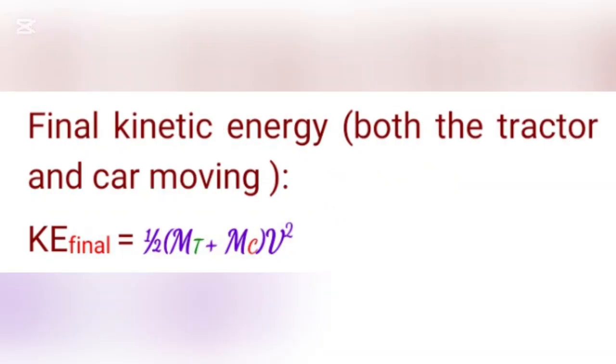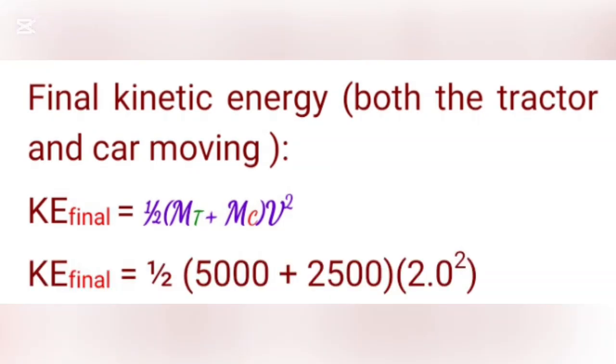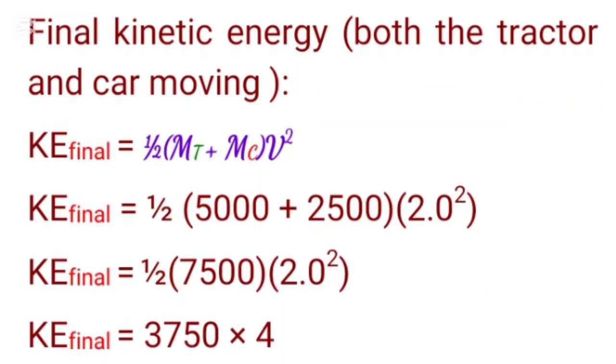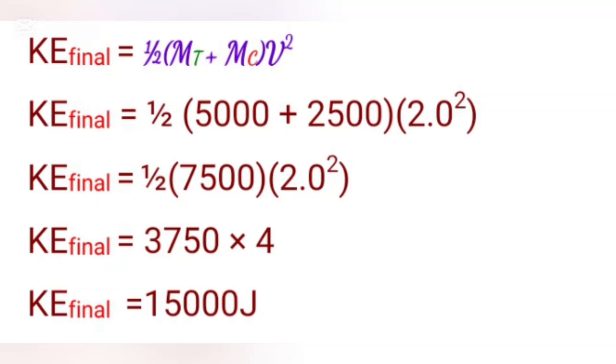Final kinetic energy, both the tractor and car moving. Final kinetic energy is equal to half (mt plus mc) v squared. Substituting, final kinetic energy is equal to half (5,000 plus 2,500) multiplied by 2.0 squared. Final kinetic energy is equal to 3,750 times 4. Final kinetic energy is equal to 15,000 joules.